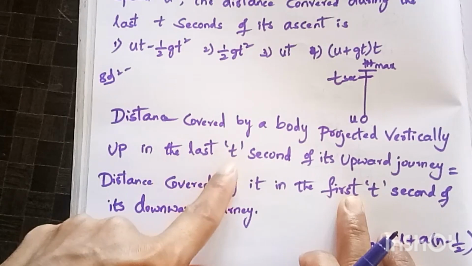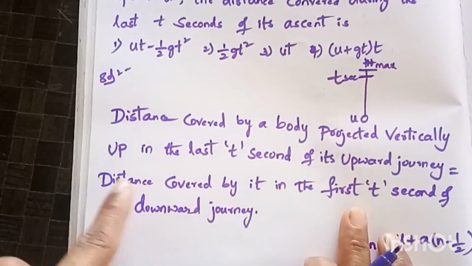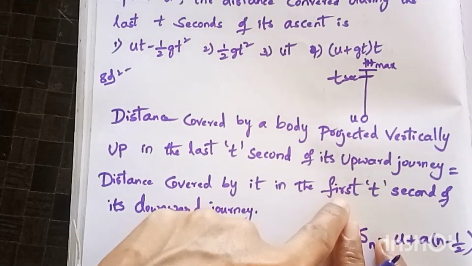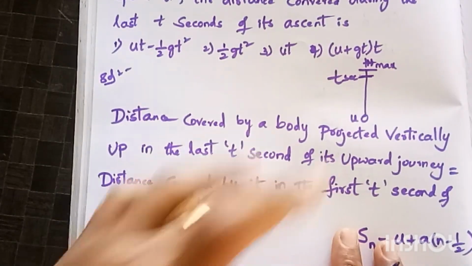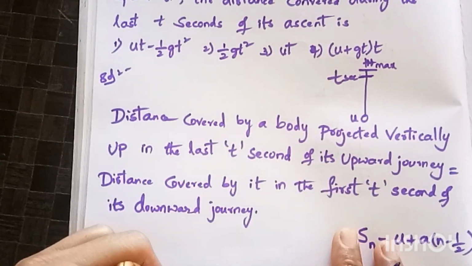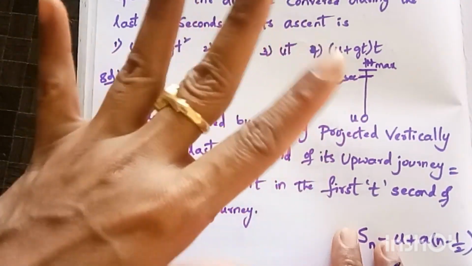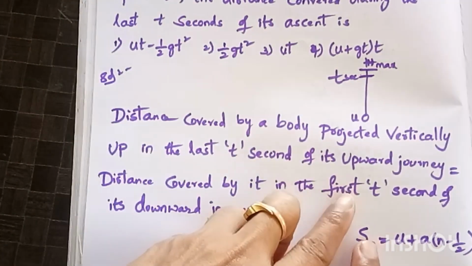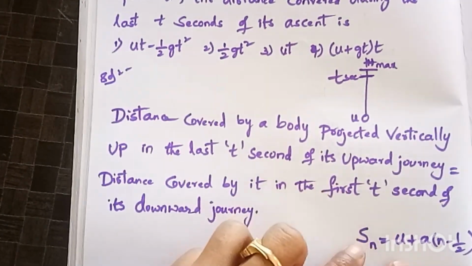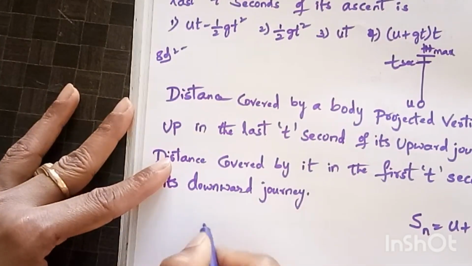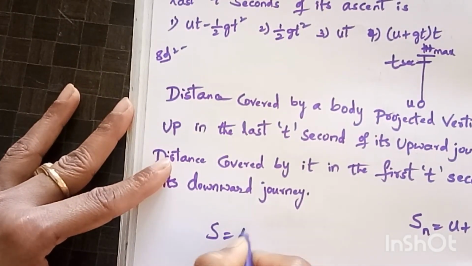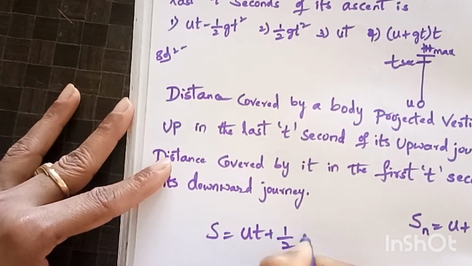So we are taking the last t seconds of its upward journey equal to the distance covered by it in the first t seconds. They mentioned t seconds; they did not mention the first second. They mentioned first t seconds. So we can't use this formula. We can use the formula S equals ut plus half at square.